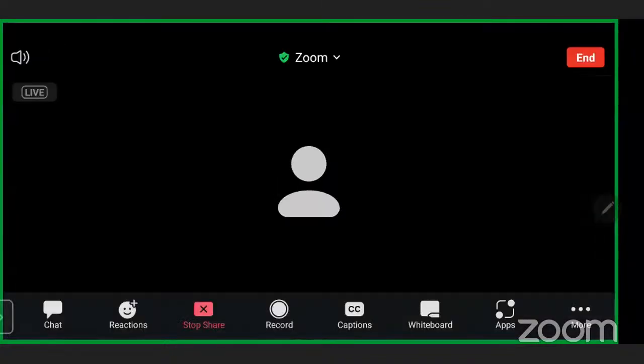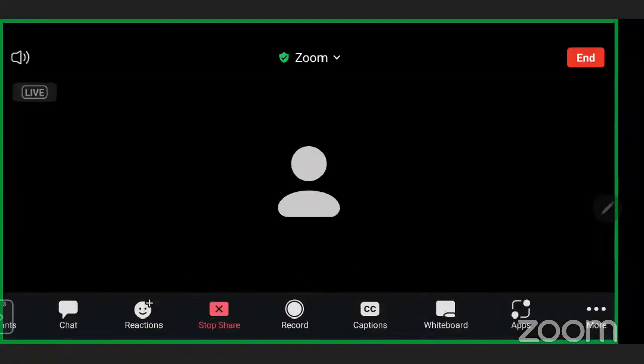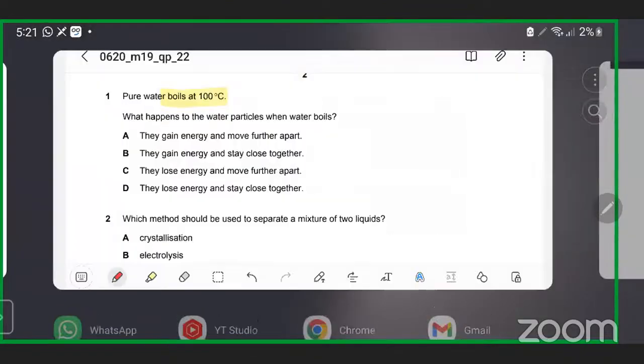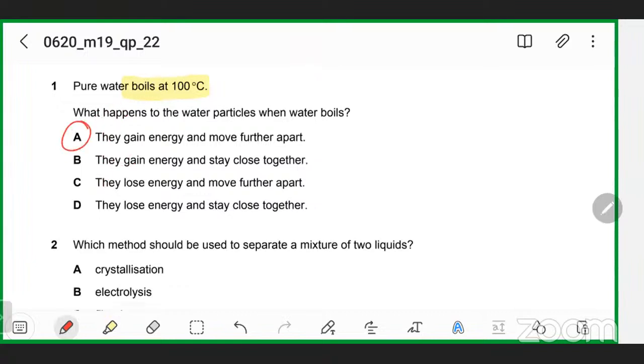It's A. ठीक है, A. Can you hear me now? Yes, as the answer. ठीक है, A: gain energy and they move further apart. Next one.